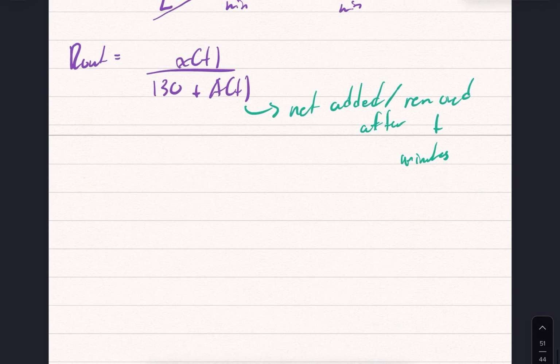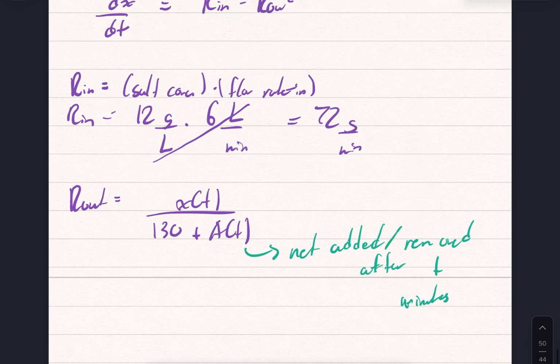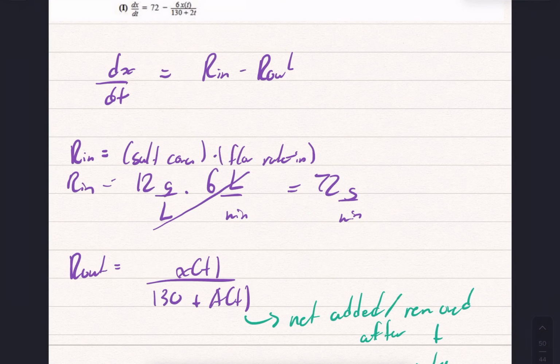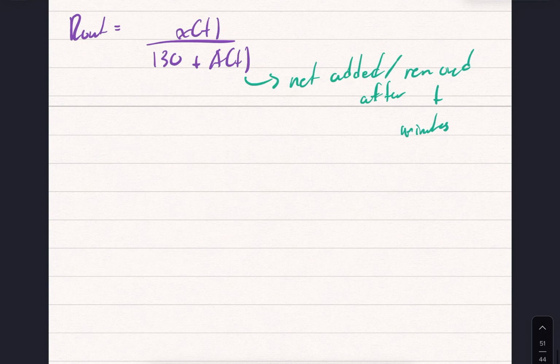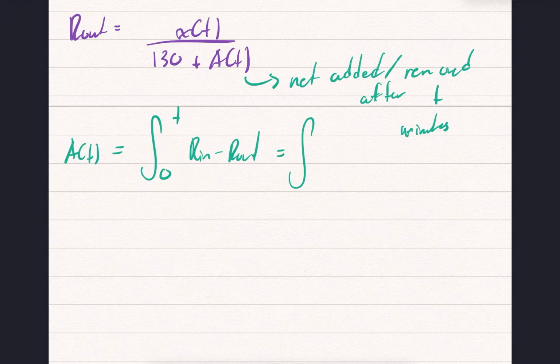Now, given that, and given this very important equation, we are going to sub in. But before we do that, we got to find our a at t. And our a at t equals the integral from 0 to t of Rn minus Rout. Now this is just the volume, 0 to t.